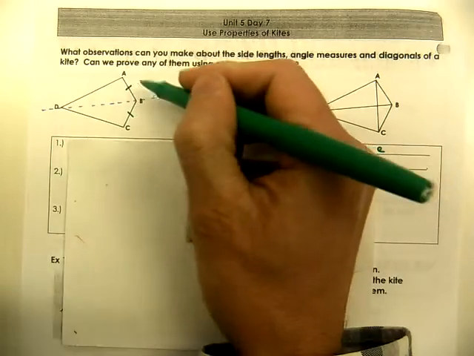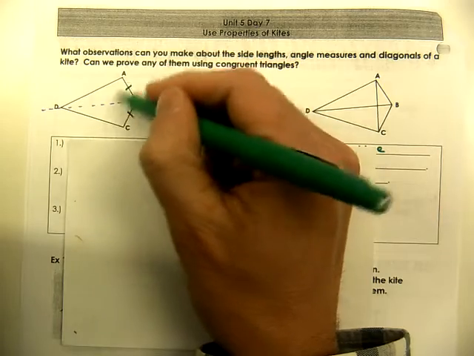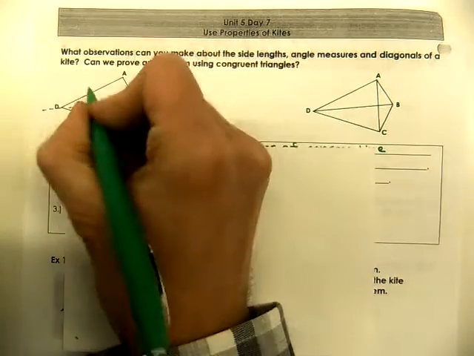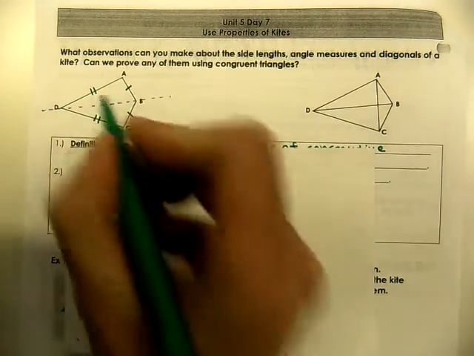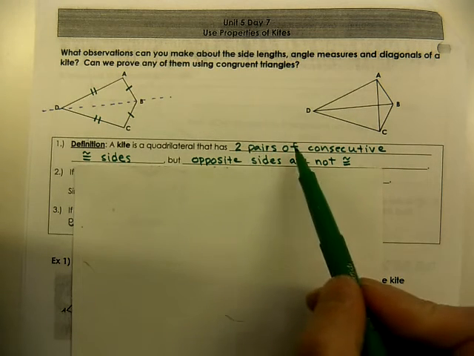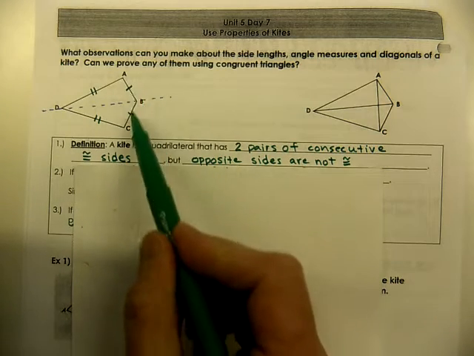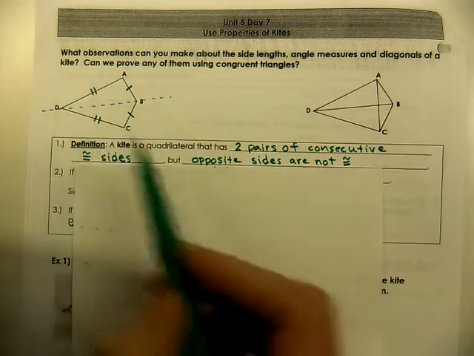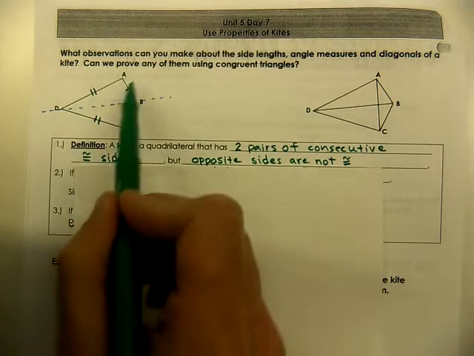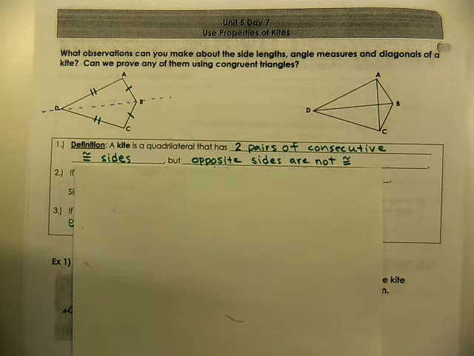So notice in the parallelogram we had opposite sides were congruent, but that's not what we see here. Here we see consecutive sides are congruent, and that happens not just with this pair, but we have a second pair. So it's kind of a strange way to word this. We say a kite is a quadrilateral that has two pairs of consecutive congruent sides. So the consecutive sides have to be congruent, but at the same time, the opposite sides are not congruent. You can see that the opposite sides are different sizes. So that's the definition of a kite.